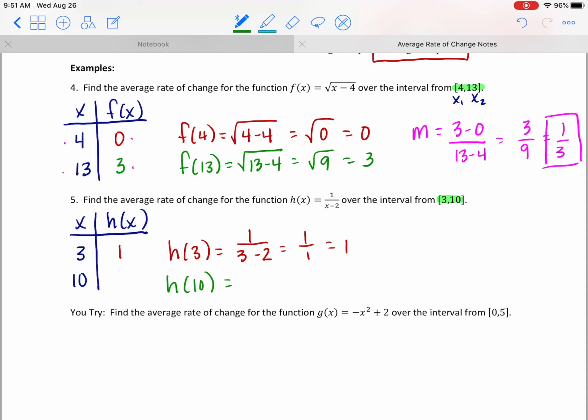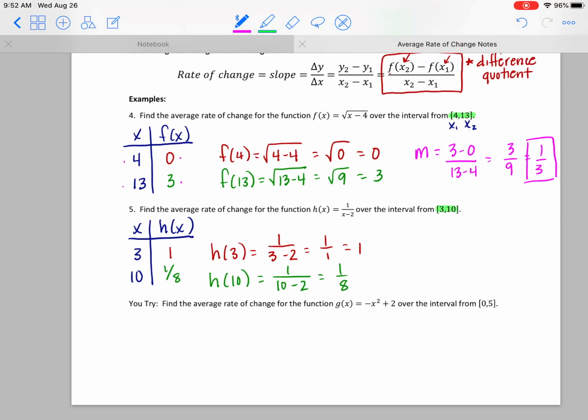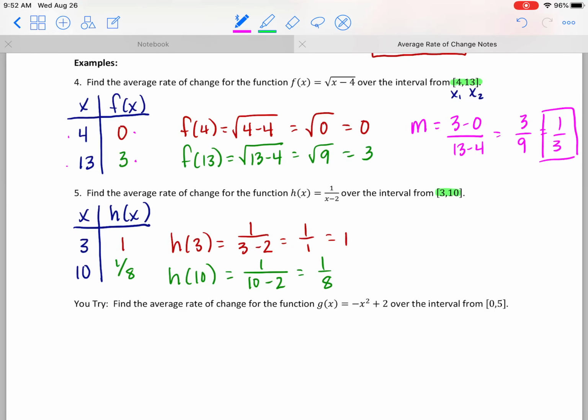Okay, h of 10 is going to be 1 over 10 minus 2, so 1/8. Okay, so not pretty, but they're not always going to be nice whole numbers or nice reducible fractions. But we have enough information now to find our slope.